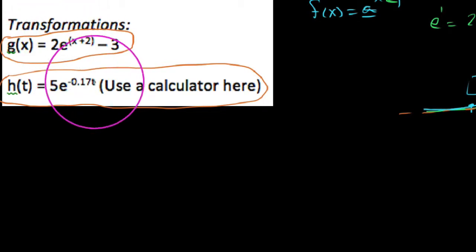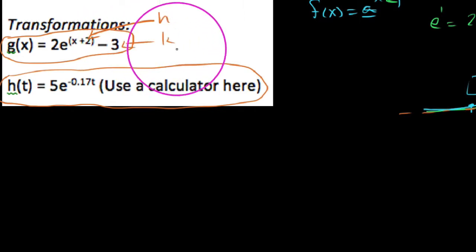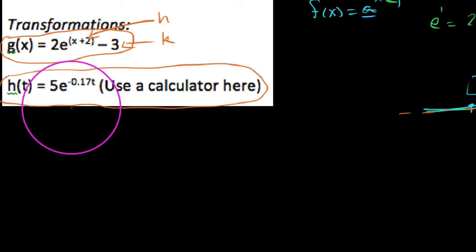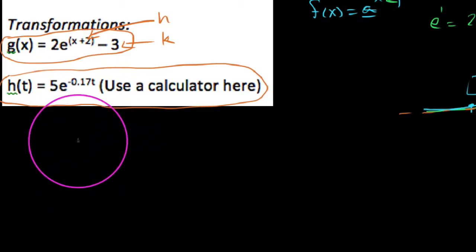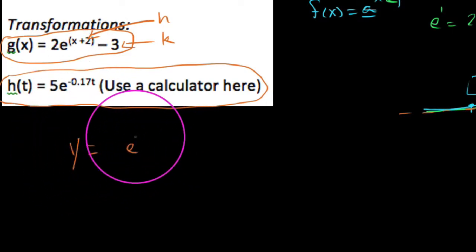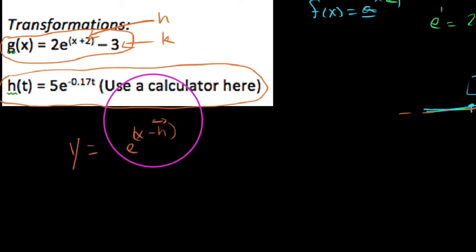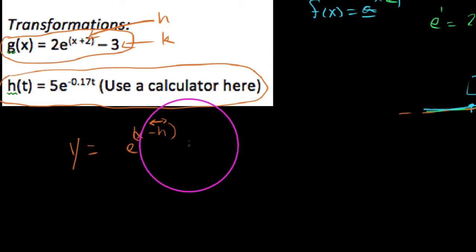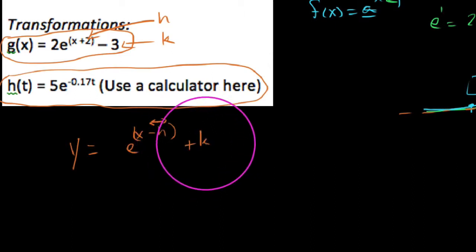But look at the first transformation here. I want to point a few things out. First of all, it looks like we have an h value and a k value, which would indicate some sort of shift. Okay, so we'd say any exponential function with a natural base could be looked at this way: e to the power of x minus h, where h is our horizontal shift, and k is our vertical shift.